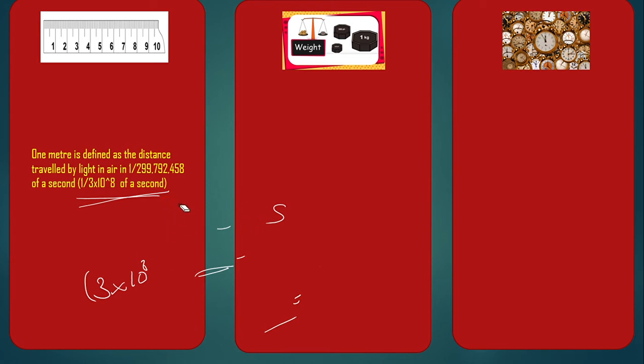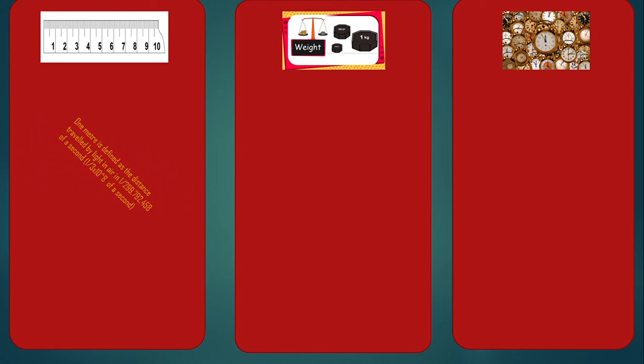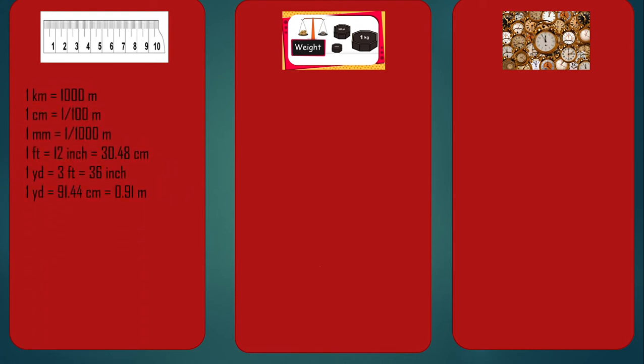Now we'll see some multiples and submultiples and discuss them. For example, we should remember that 1 kilometer is 1,000 meters. And 1 meter is equal to 100 centimeters.